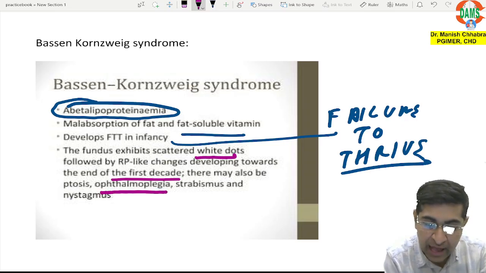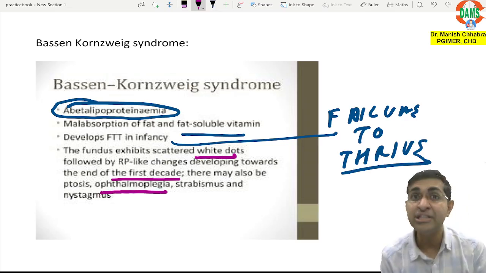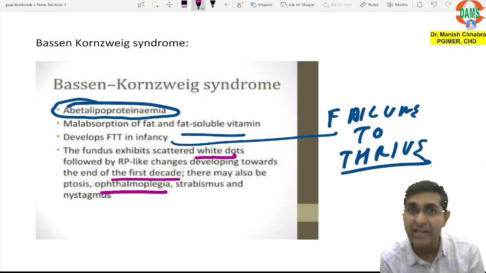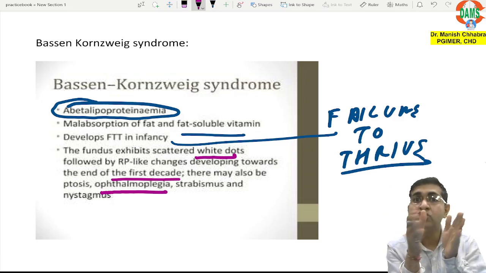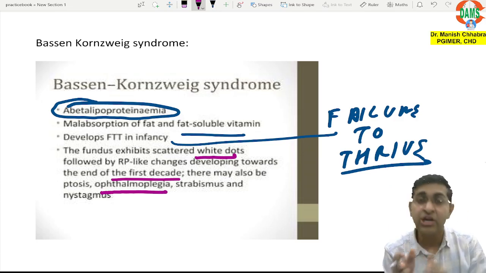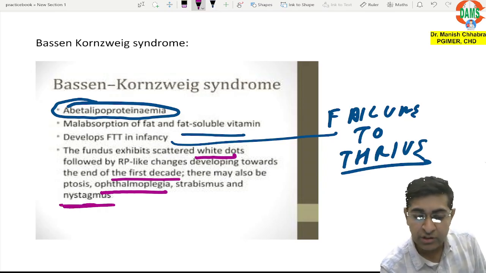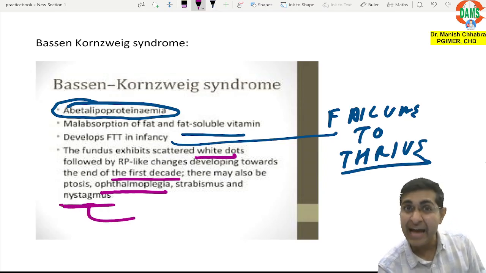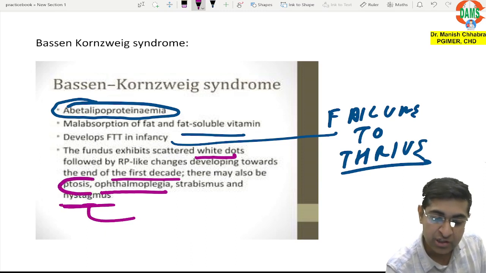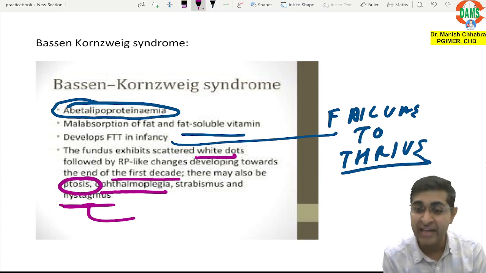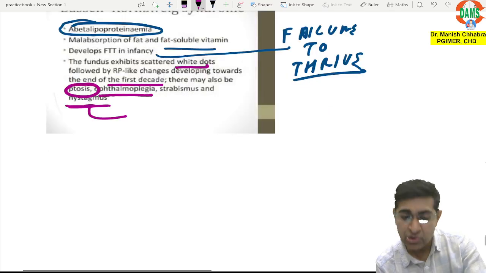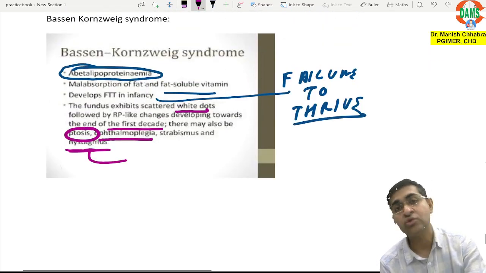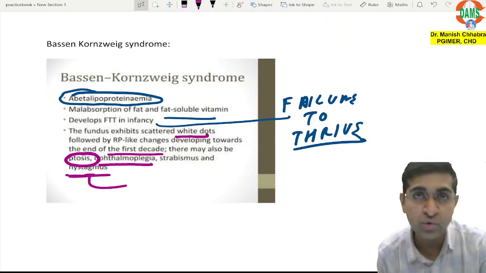You call it ophthalmoplegia. There will be strabismus. Strabismus means squint. There will be to and fro horizontal movements or vertical involuntary movements. You call it nystagmus, and it may be associated with drooping of the upper eyelid. That is your ptosis. Yes, so these are few features which are associated with your retinitis pigmentosa.